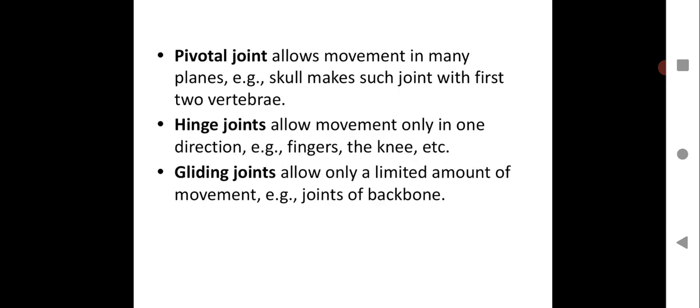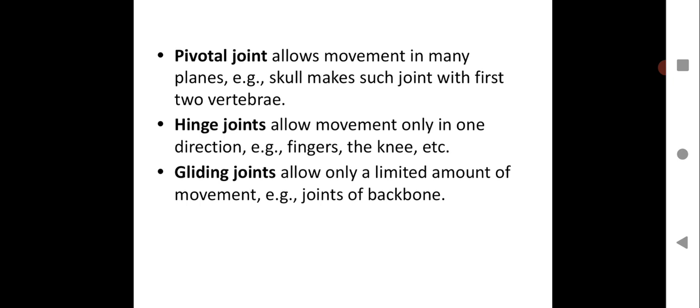Over here, the pivotal joint, you have learned, allows movement in many planes. Example, the skull makes such a joint with the first 2 vertebrae. That means your spinal cord, that is your backbone. We have a vertebral system because we can stand erect. It is divided into many vertebrae, and the initial 2 vertebrae of your backbone, that is your vertebral column, are joined to the skull. So the skull makes such a joint with the first 2 vertebrae, and that is the pivotal joint.